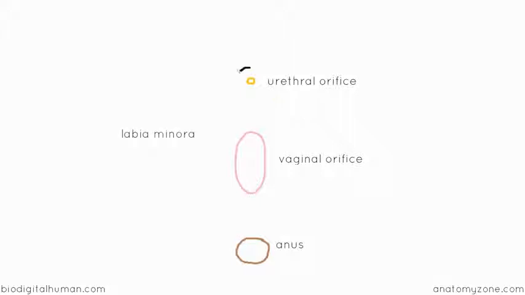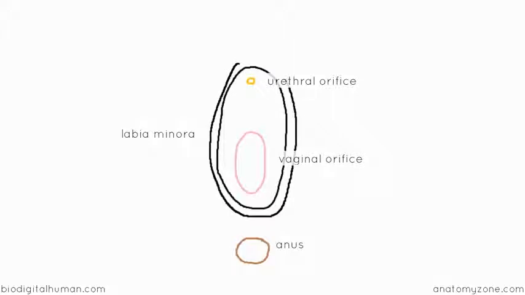external genitalia. So posteriorly we've got the anus, anterior to that we've got the vaginal orifice, and at the front, most anteriorly, we've got the urethral orifice. The urethral orifice and the vaginal orifice are surrounded by two thin folds of skin called the labia minora. So I've just drawn these folds on here.